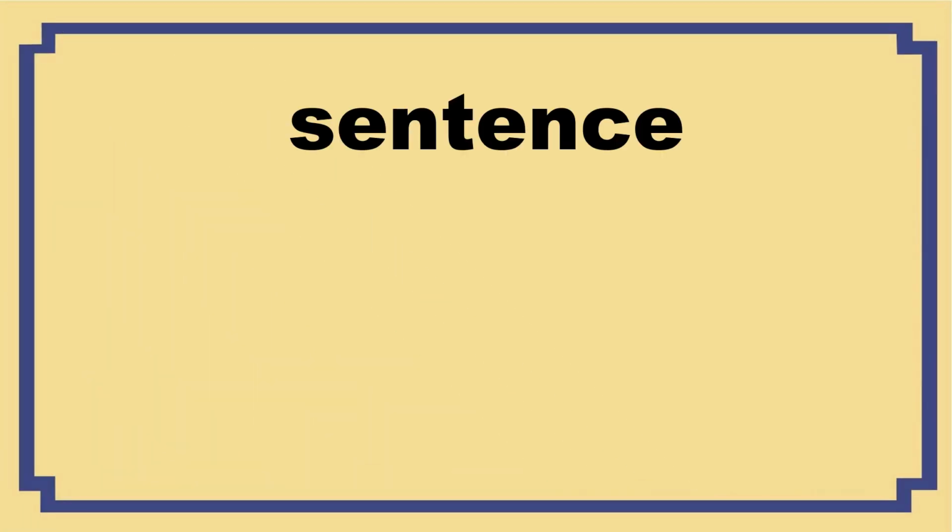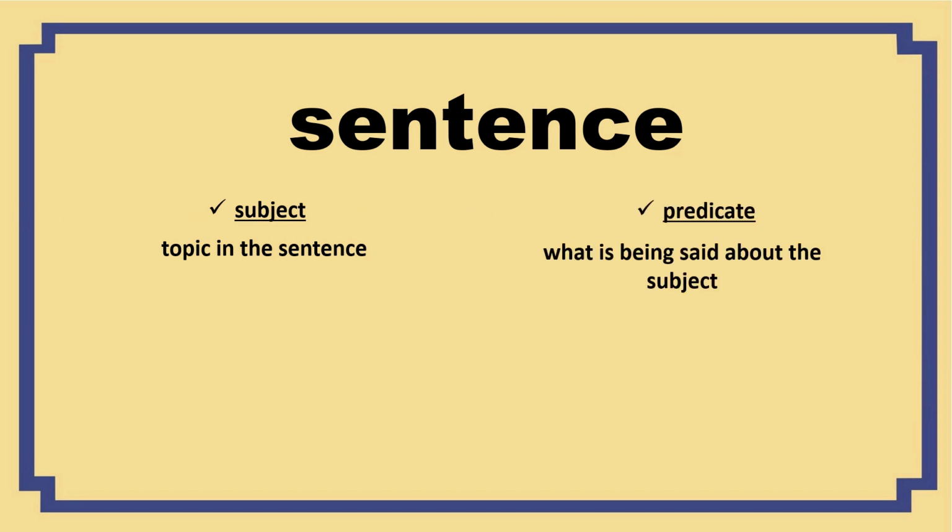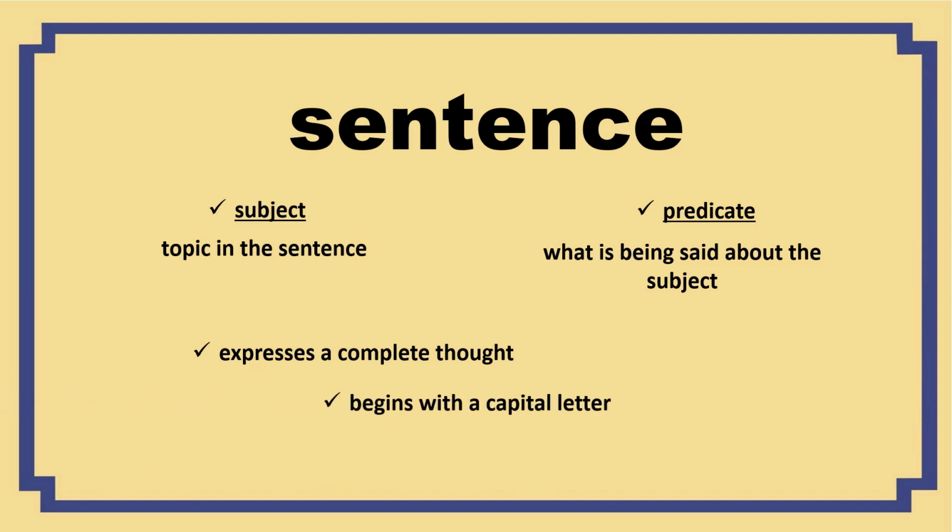Let's go! A sentence is a set of words that contains a subject, which is the topic in the sentence, and a predicate, which refers to what is being said about the subject. A sentence expresses a complete thought. It begins with a capital letter and ends with a period, a question mark, or an exclamation point. It is important to use proper punctuation marks in sentences.